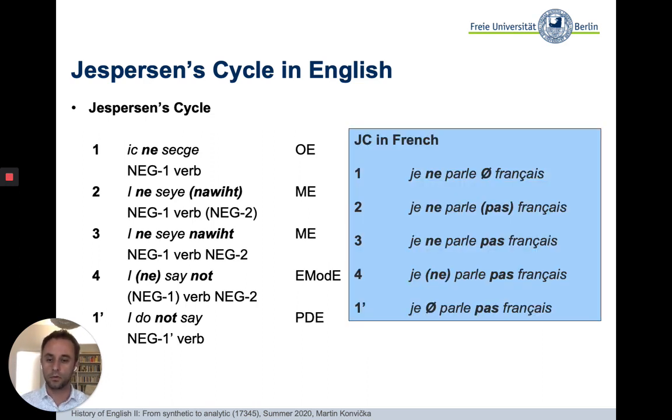Right? Those of you who are familiar with French are actually familiar with this third stage in standard French at this moment. So in standard French, you have "je ne parle pas français", pardon my French, I don't really speak French. It's a wonderful example of this Jespersen cycle. In French, you actually have to use two negators at the same time to produce a negated sentence.